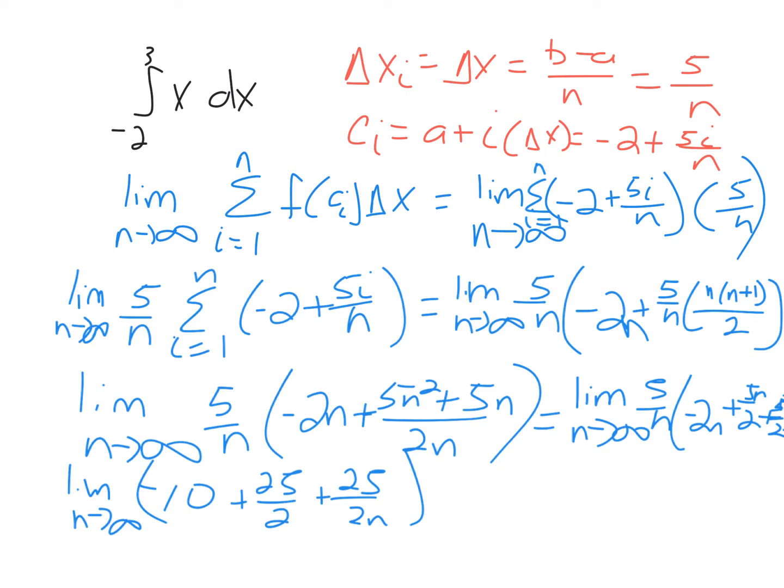So we evaluate the limit. This portion right here goes to 0. And then these add up, and you're going to get 5 over 2 as an answer, because all you have to do is just add up these two values, and you'll get your solution.